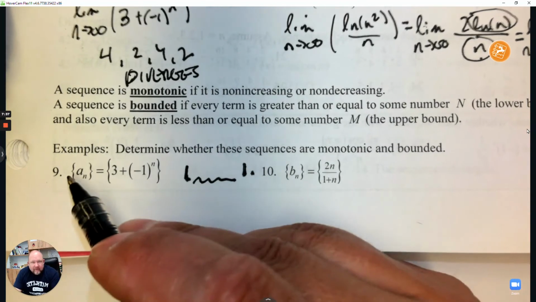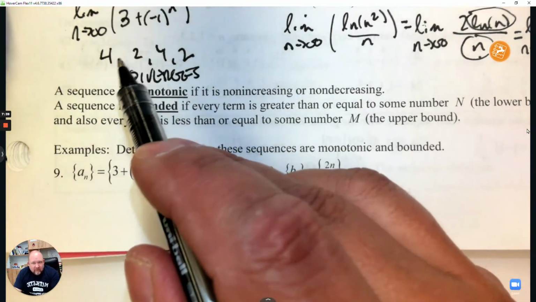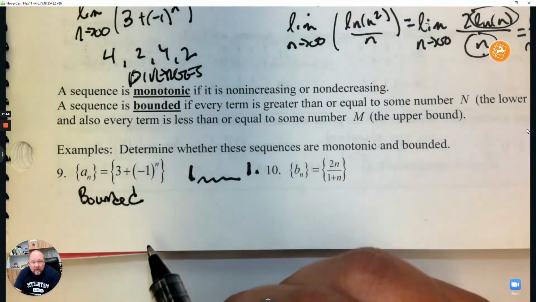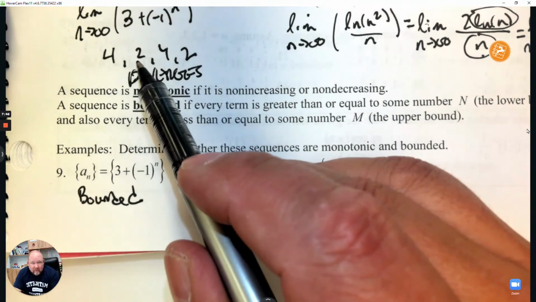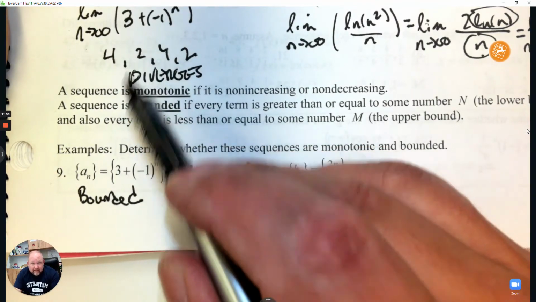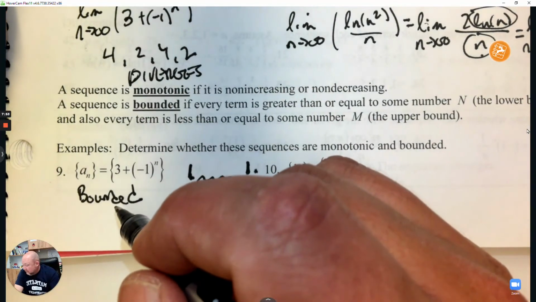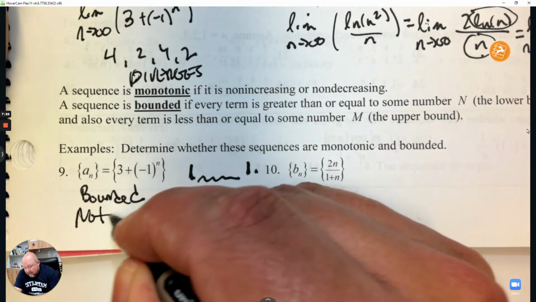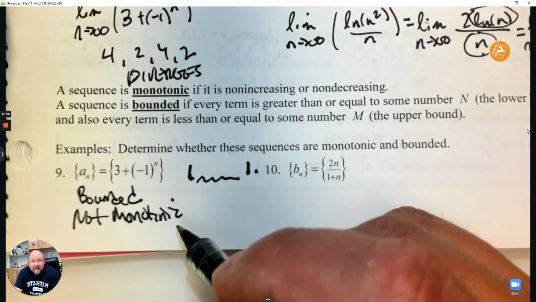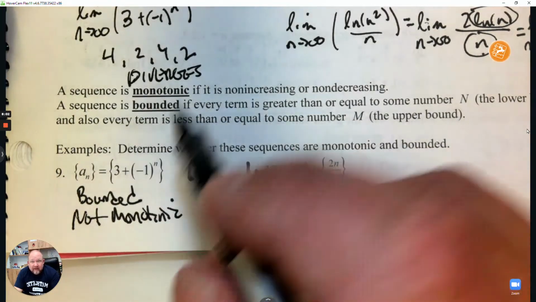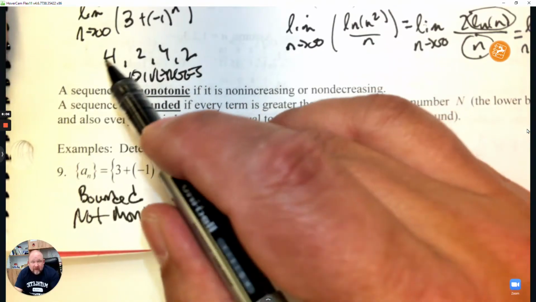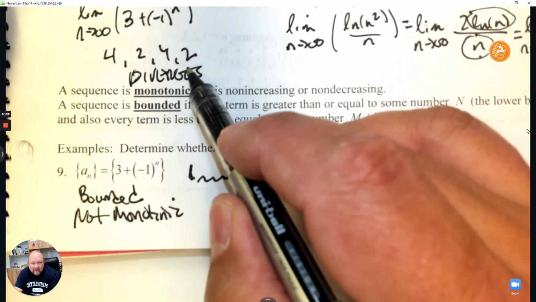Kind of like the work we just did. So if I look at 9, remember it oscillates here. This is actually considered bounded because it's not going to infinity or negative infinity. So it's bounded between 2 and 4. It'll never be bigger than 4. It'll never be smaller than 2. It goes back and forth. But this is not monotonic because it doesn't only increase or only decrease, because it goes positive, negative, and it keeps going back and forth. It doesn't only increase or decrease. It decreases, then increases, it decreases, then increases.